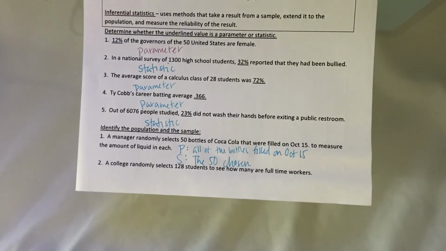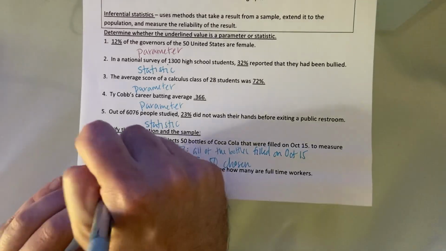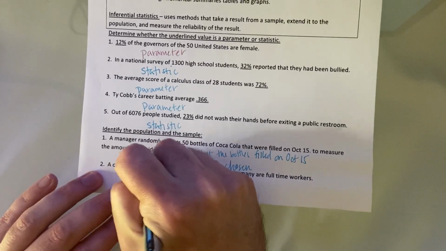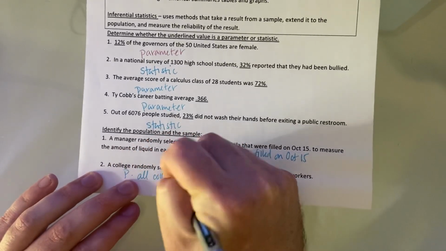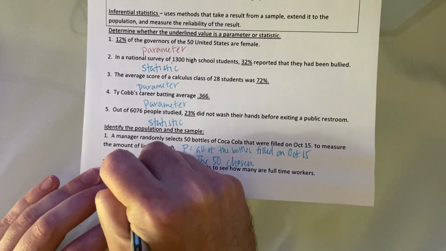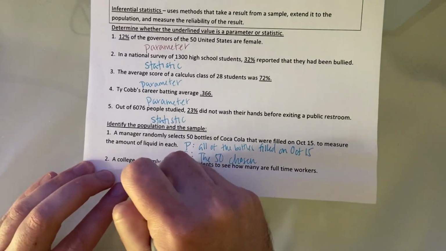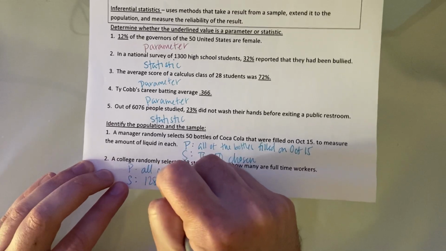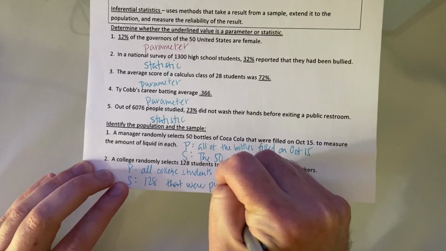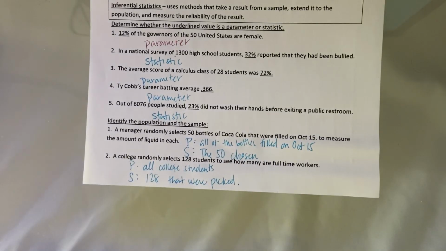Similarly, for a college randomly selecting 128 students to see how many are full-time workers, who could have been chosen in the population? It's just all the college students at that college. And the sample is the 128 that were picked. So that's the difference between those two.